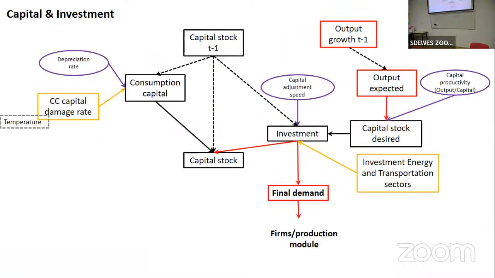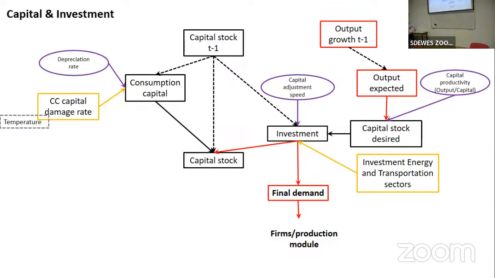Well, this is the structure again. So we start here. We have the output of the previous year and the output growth. This is the expected output, depending on the capital productivity. So you have the capital stock design, and with the capital stock of the previous year, the capital stock design and the adjustment speed, you have the investment. And this is for the non-energy sector, because remember, investment for energy and transportation comes from bottom-up models. So this investment goes directly to the final demand.